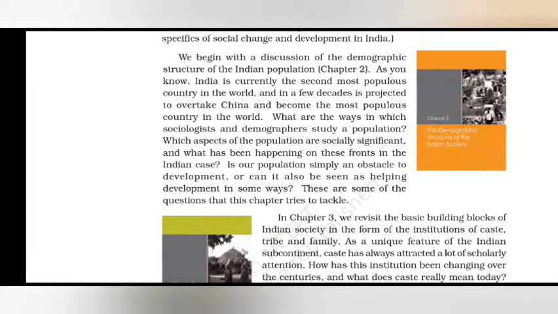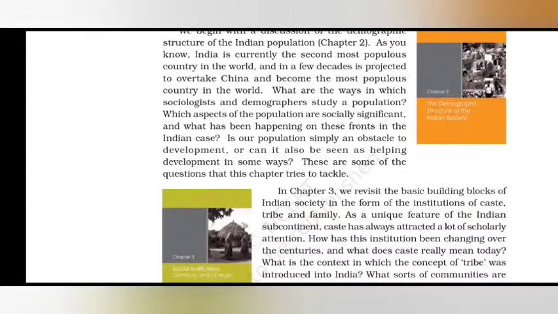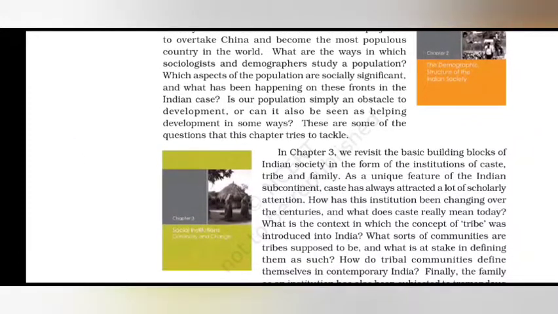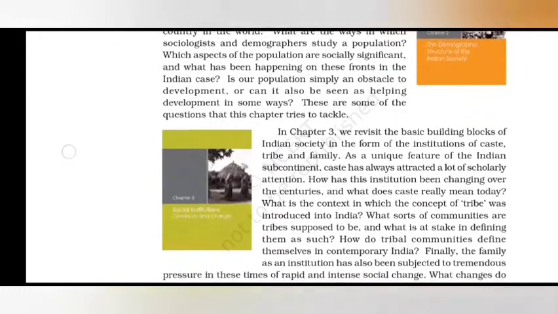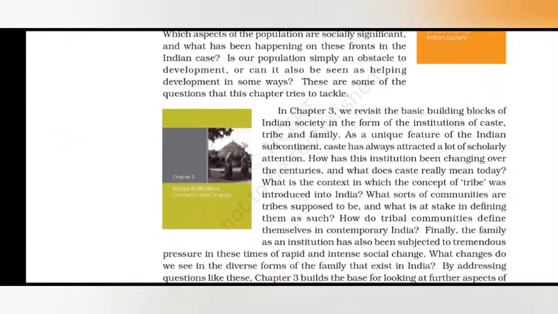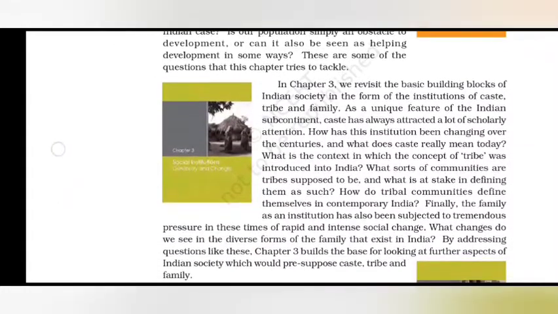As you know, India is currently the second most populous country in the world and in a few decades is projected to overtake China and become the most populous country in the world. What are the ways in which sociologists and demographers study a population? Which aspects of the population are socially significant? And what can be happening on these fronts? In the Indian case, is our population simply an obstacle to development? Or can it also be seen as helping development in some ways? These are some of the questions that this chapter tries to tackle.